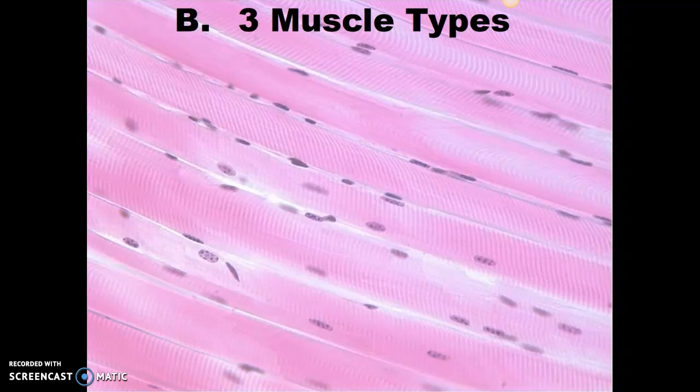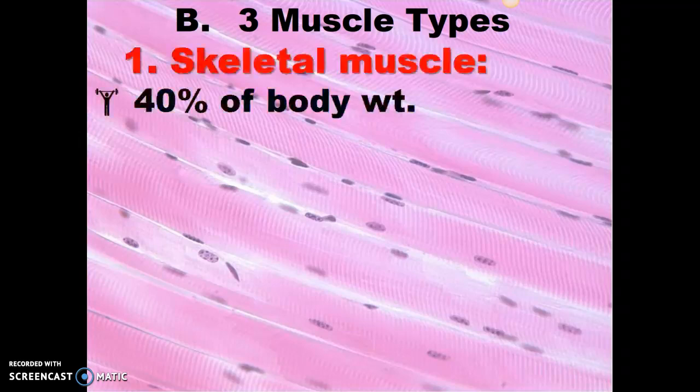And then all the nuclei are shoved on the outside, but you can see there's a whole lot of nuclei per cell. Each one of those long strands going from left to right or right to left is a cell. So you've got a whole lot of nuclei. So when you look at this, you'll be able to tell it's a skeletal muscle. So we have skeletal muscle. They make up roughly 40% of your body weight.